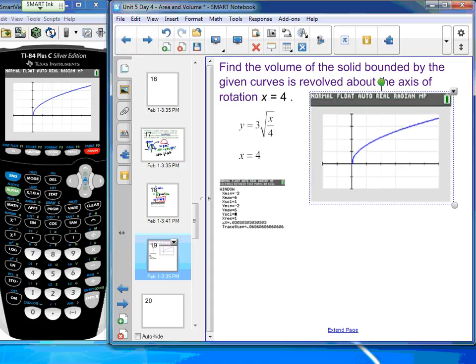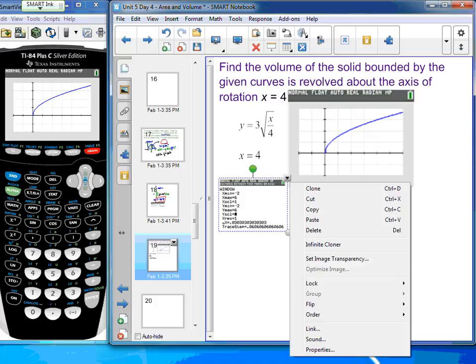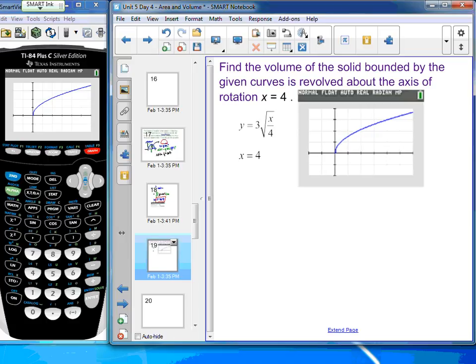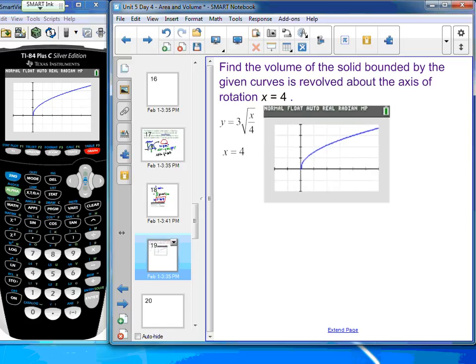All right, guys. So what are we doing now? Well, we're going to consider the solid that results when we take this region bounded by y equals 3 square root of x over 4 and x equals 4 and revolve it about the axis of rotation x equals 4. Can we visualize what that's going to look like? Yeah, let's go ahead and draw the solid result. So first, original region, 1, 2, 3, 4. Very good, original region.